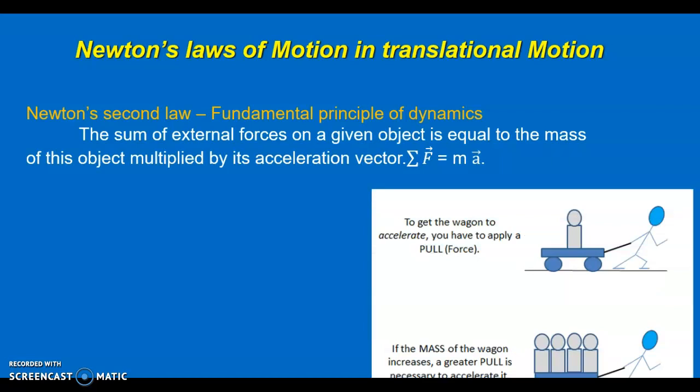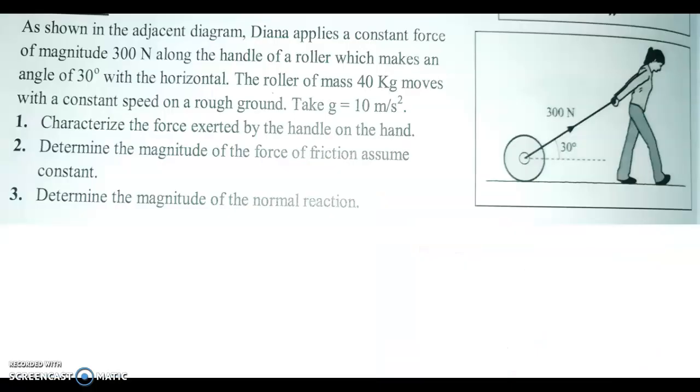So, to get the wagon to accelerate, you have to apply a pull or a force. And if the mass of the wagon increases, this means that a greater force must be applied to accelerate or to move this wagon with the same acceleration. That's why you can see by Newton's second law that the mass and the sum of forces are directly proportional. More mass means more force is needed to let the object move at the same acceleration.